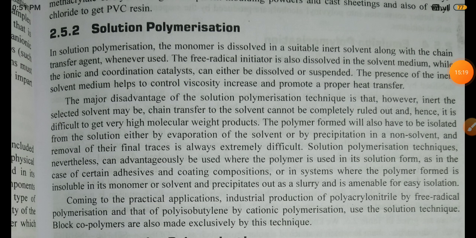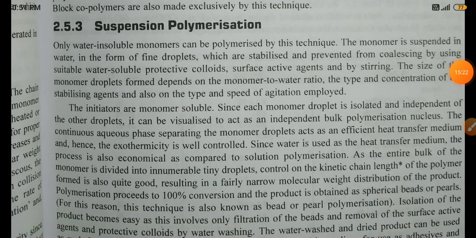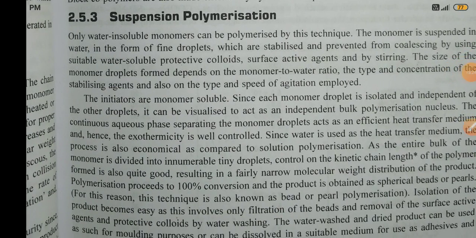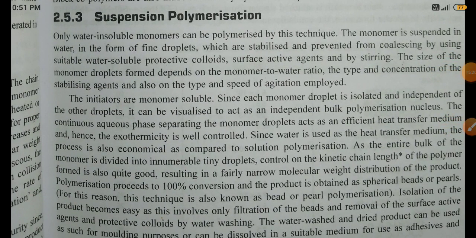Okay, the revision part is completely over. Solution is completely over, and the last part is the suspension polymerization.